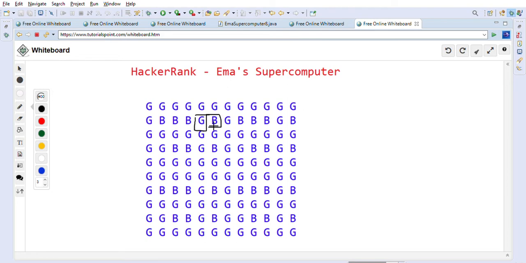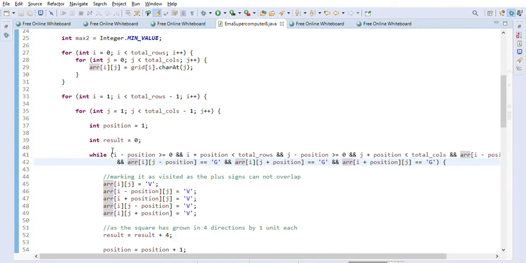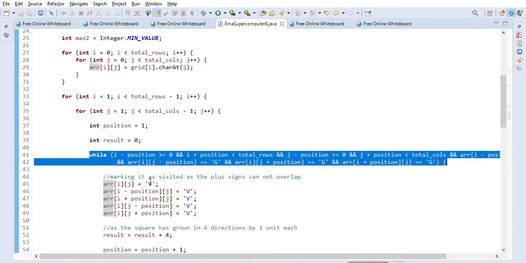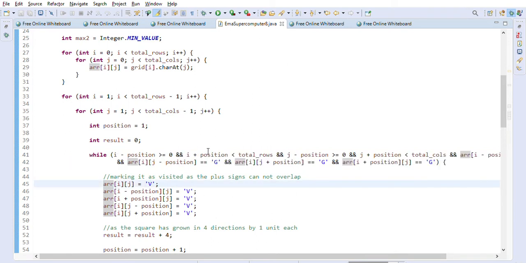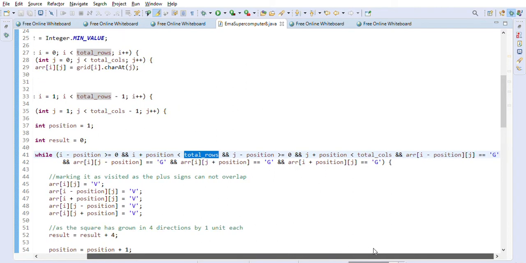We have to go in 4 directions: right, down, left, and up. If all of them are good cells, then expansion is possible. This is what we are going to be checking here, so in this while loop, that is what we check. I minus position is greater than 0, I plus position is less than total rows, and j minus position should also be greater than 0, and j plus position is less than total columns. So those are valid cells inside the matrix. They should be within the boundary of the matrix.